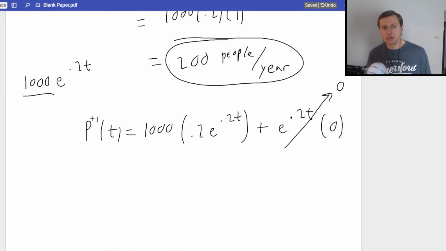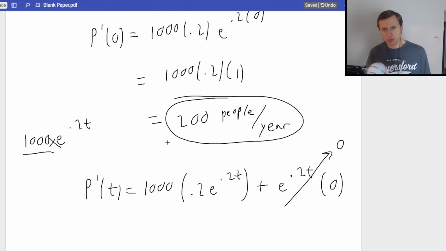Now, why did it matter when we had the x there? Because when we have x here, what's the derivative of 1000x? That's 1000. That's not 0. It does matter. Does that make sense to you now? Yeah. Great. It was a good question because a lot of times we just take it for granted. Okay, but this is going to be our derivative. This is our rate of change, 200 people per year.